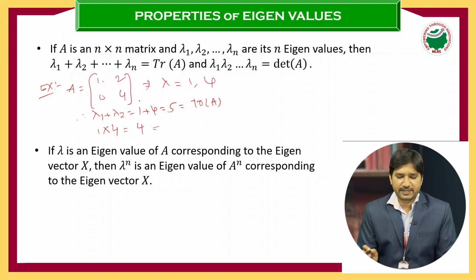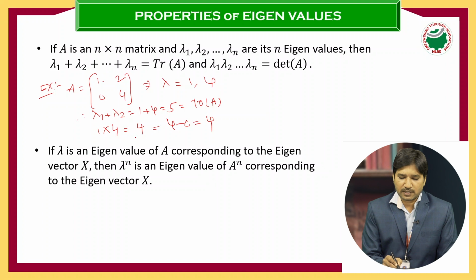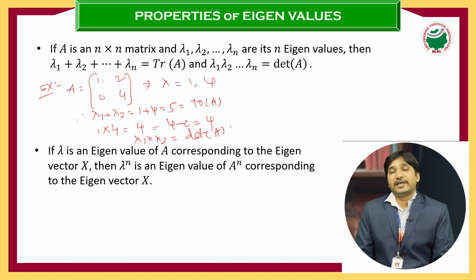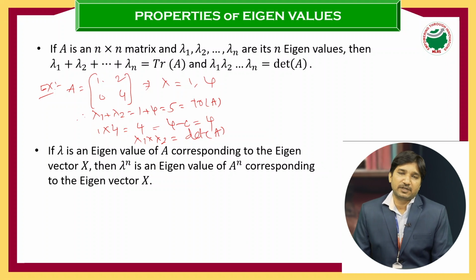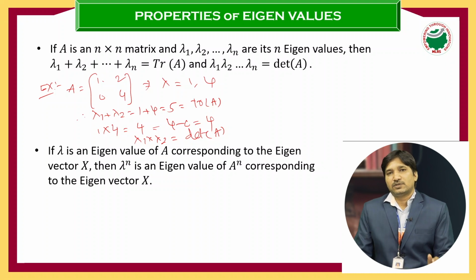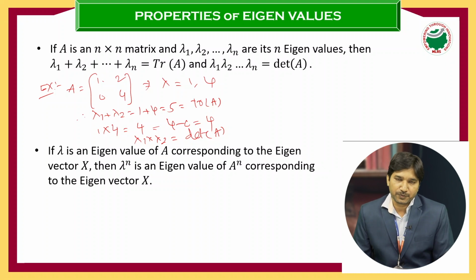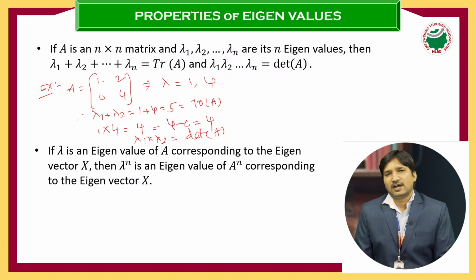So find the determinant of the given matrix 1, 2, 0, 4: AD minus BC. So 4 minus 0, that is equal to 4. So lambda 1 into lambda 2 is equal to det of A. So the product of the eigenvalues is equal to the determinant of the matrix. That is the main important property of eigenvalues. So the sum of the eigenvalues is equal to the trace of the matrix, and the product of the eigenvalues is equal to the determinant of the given matrix.